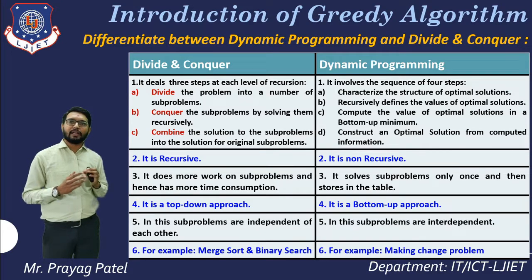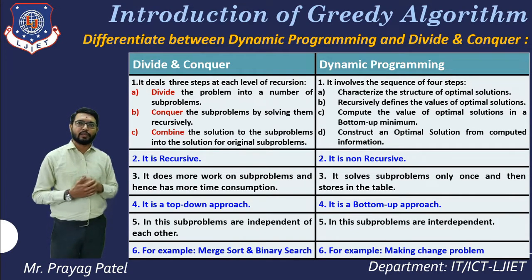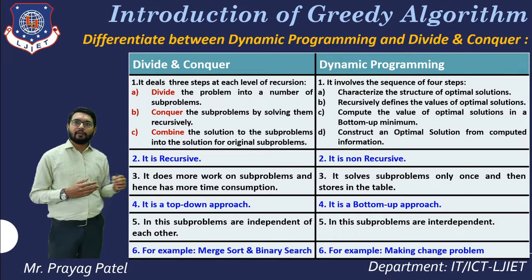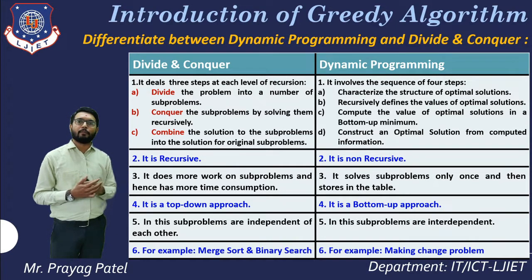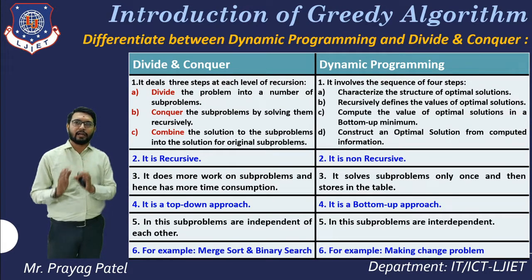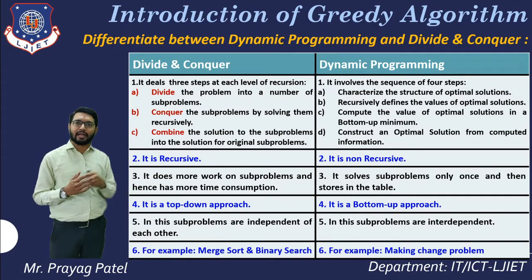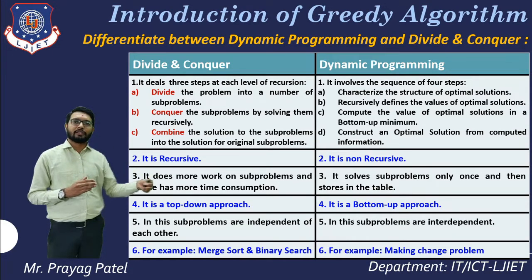Now the second point is that divide and conquer is recursive, which means it recursively finds the solution. In dynamic programming, it is not recursive. In divide and conquer, it does more work on subproblems and hence is more time consuming. In dynamic programming, it solves the subproblems only once and then stores the result in the table. As we already studied, in dynamic programming you find the solution of the subproblem and store the result in your table. So this is more effective, considered as dynamic programming.